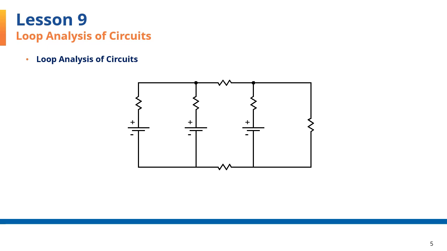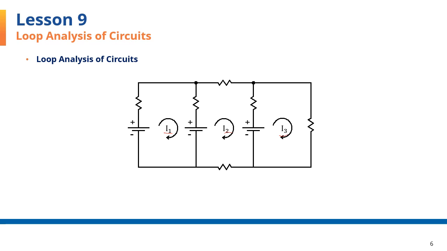Implementation of this method starts with assigning a loop current to each of the visible loops or windows in the circuit. In this example, we have 3 windows or 3 loops. Each loop current has a direction that's either clockwise or counterclockwise and has an index variable name such as I1, I2, I3 in our example.